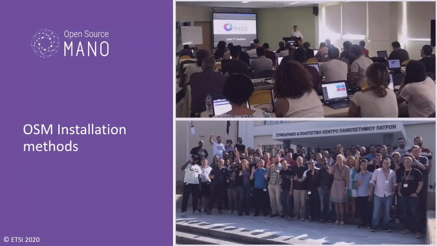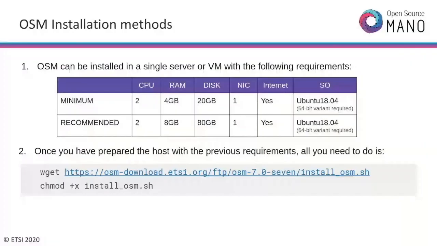First, we have to know the main requirements to install OSM in just a single host or a virtual machine. Once you have prepared the host with these previous requirements, all you need to do is download the installer with the OSM release 7 and make the installer executable. So with these steps, we are ready to start our installation.